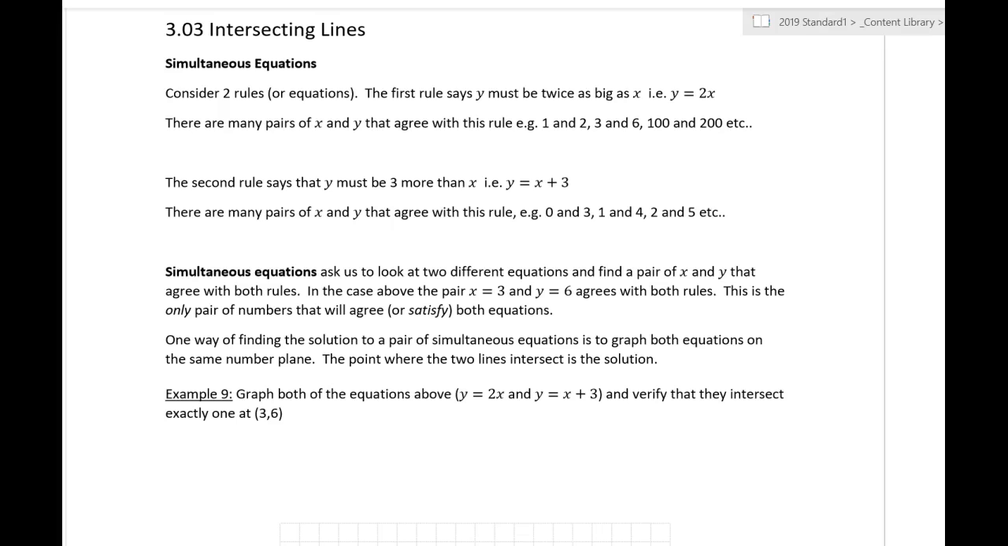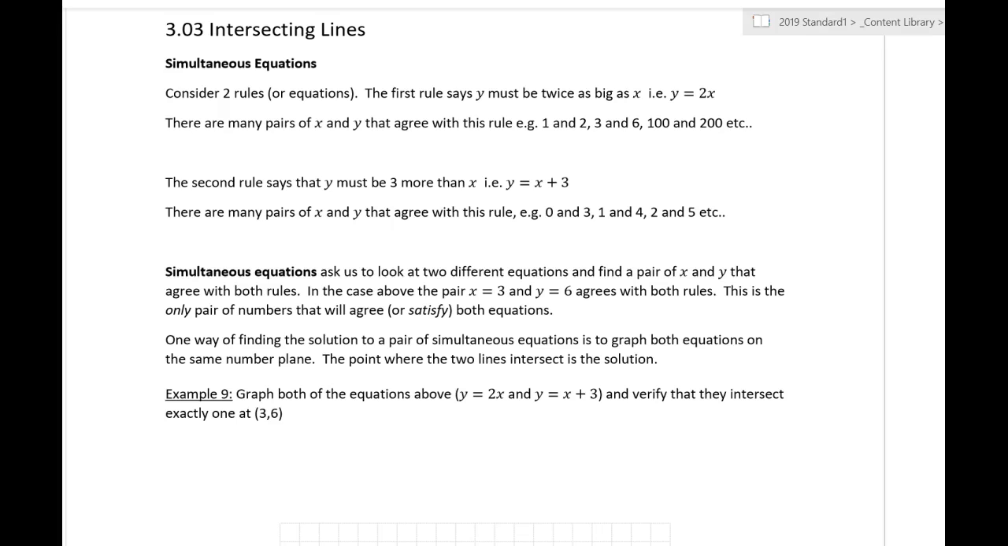Now, got a little scenario here. We've got these two rules. Rules, equations, same sort of thing. So, first rule says y is twice as big as x. Right? So that means that y equals two lots of x. Whatever x is, if I double it, that's what y has to be.